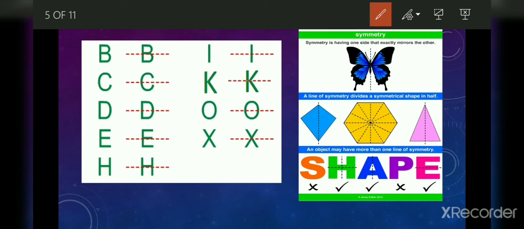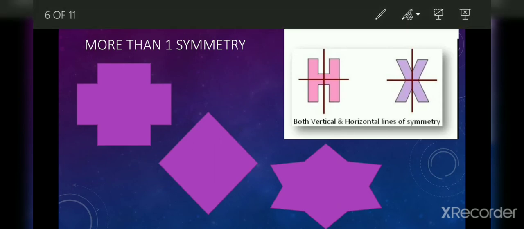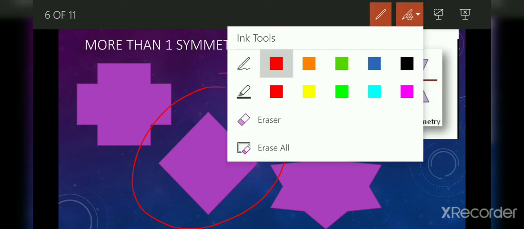Now some shapes can have an endless or infinite number of lines of symmetry. Let us find the lines of symmetry in a square. Okay, so I have a shape, a square, for you. This is a square. Let us find the line of symmetry in a square.